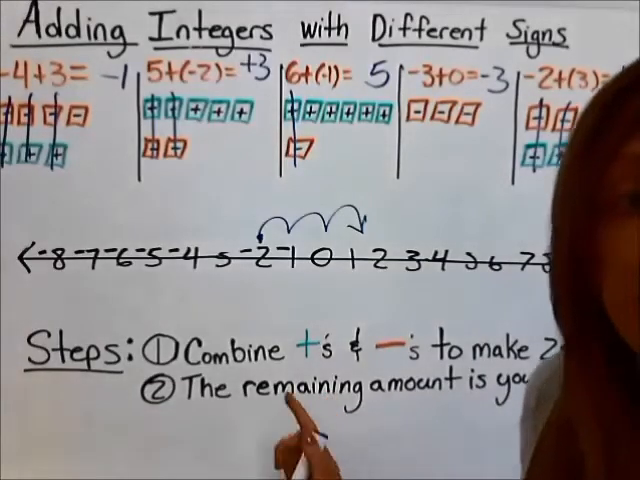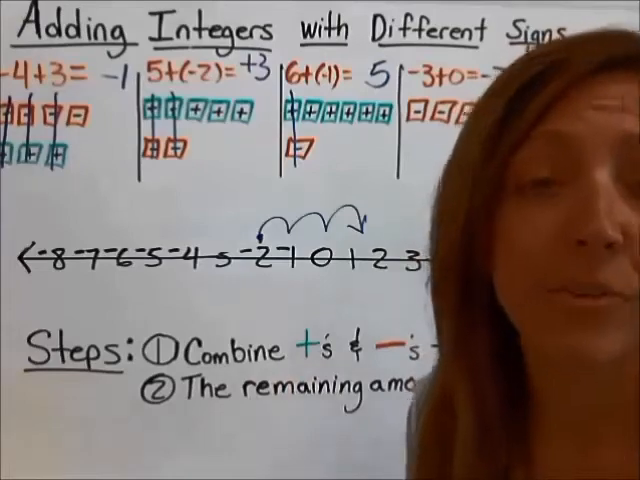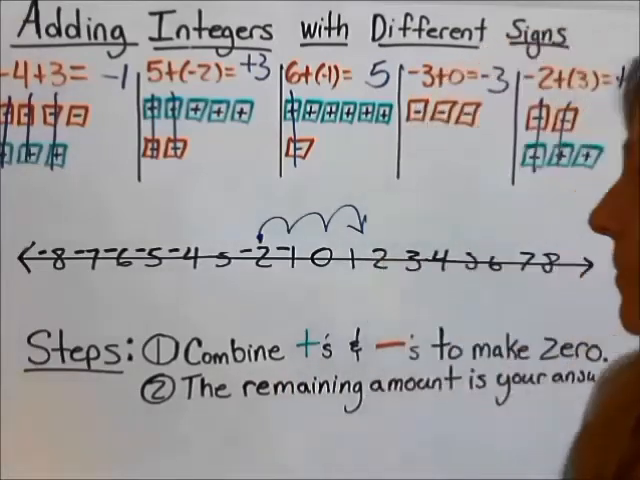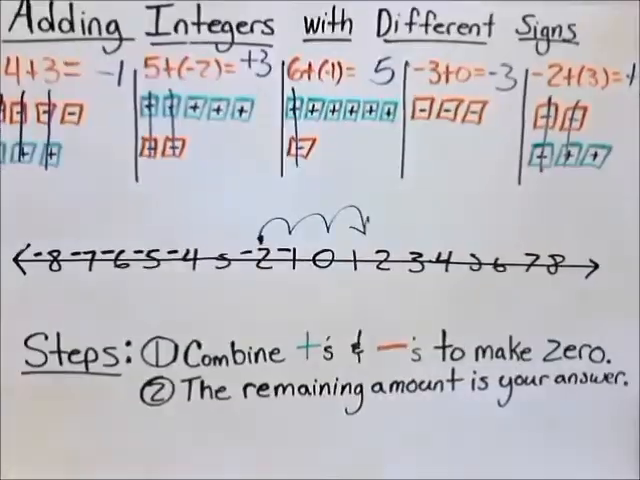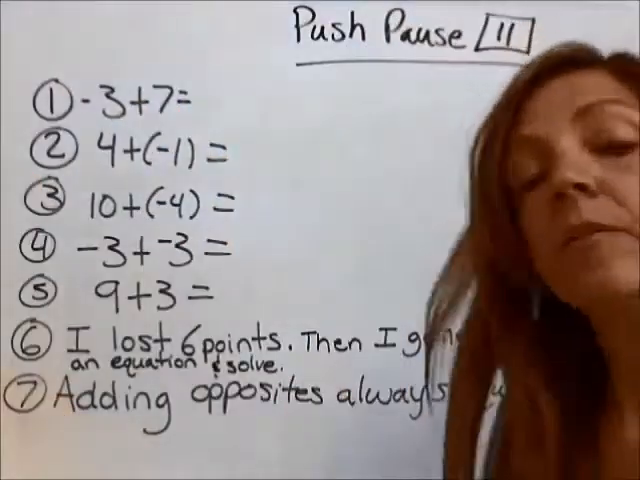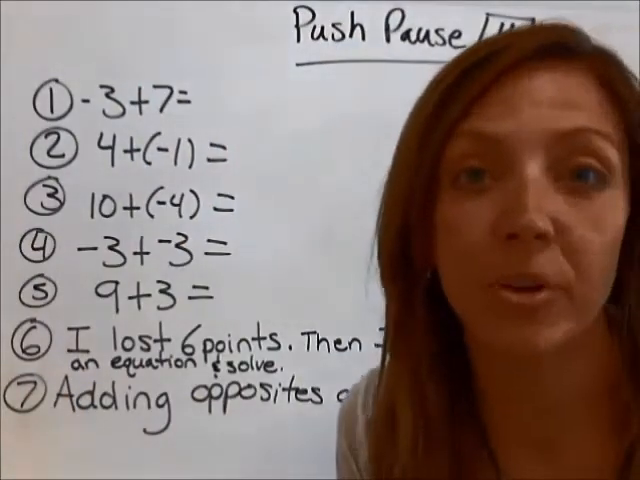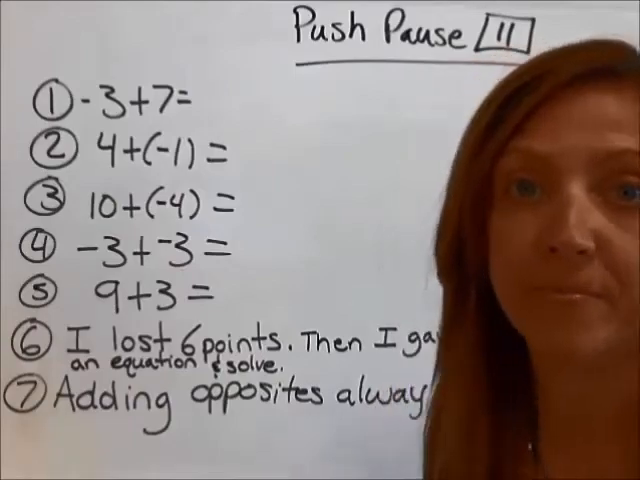All right, steps. You want to combine your positives and your negatives to make 0. And then the remaining amount is your answer. Okay, I want you to push pause right here. Try these out. And then when you're ready, press play.